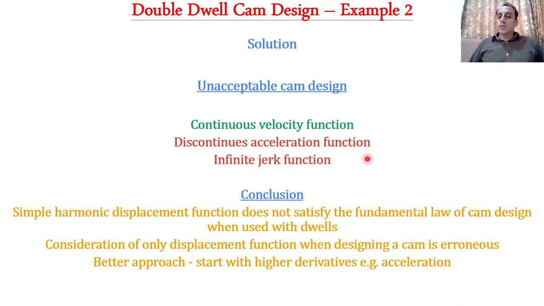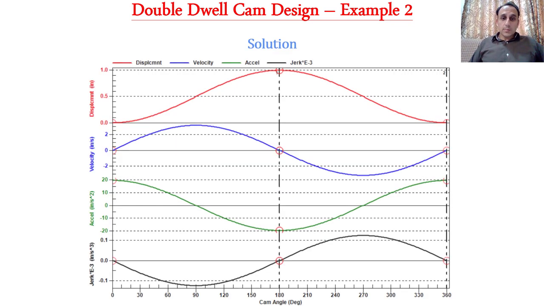But if we use the same displacement function in a cam follower mechanism in which there is no dwell, then we will get an acceptable SVAJ diagram. How? This is the SVAJ diagram of a cam follower mechanism in which there is no dwell. We are getting a rise and a fall. This is the displacement: rise, fall, and it keeps on going. We have a rise function for 180 degree rotation of the cam and a fall function for 180 degrees of the cam. So what about the velocity?